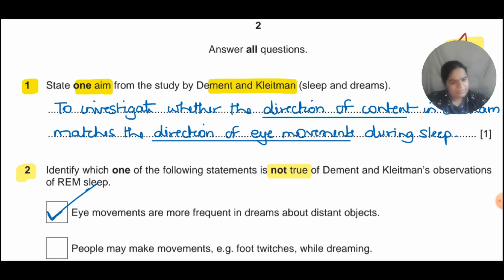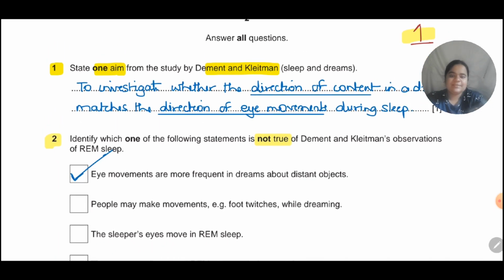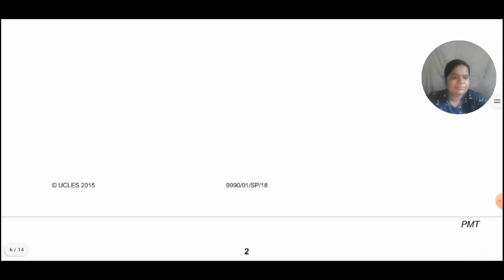So if they've asked for 1 aim, you have an option. There were 3 aims. You can outline any one. That is up to you. So here, like you can see, one of the students in the class, when I asked her for 1 aim, she said that it was to investigate about the direction of content in the dream, whether it matches with the direction of eye movements during sleep. She chose to write about the 3rd aim. She found it easy to explain. So that's up to you.